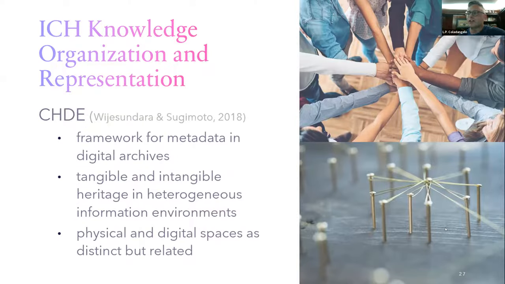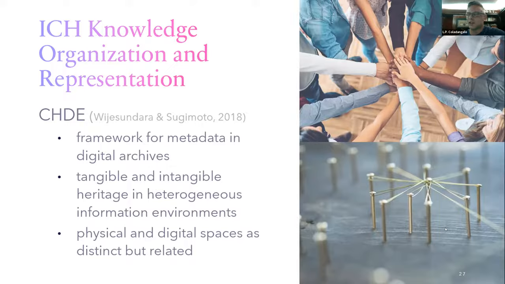The Cultural Heritage and Digital Environments model is a framework to support metadata and digital archives for tangible and intangible heritage. The goal is to identify entities to be described in metadata. The model differentiates between physical and digital spaces. For intangible heritage, that means conceptualizing metadata about real-world ICH instances and performances as distinct from, but deeply related to, recorded documentation, such as still motion, images, text, sound.